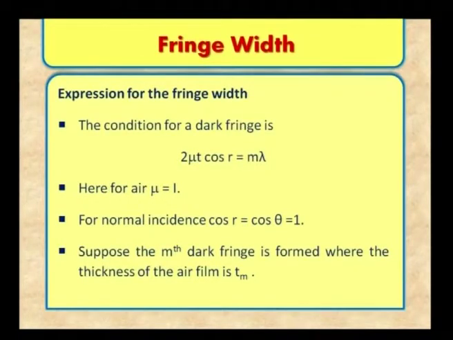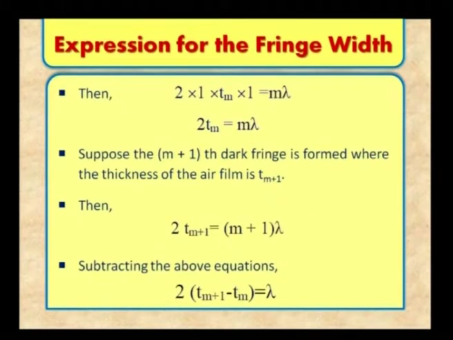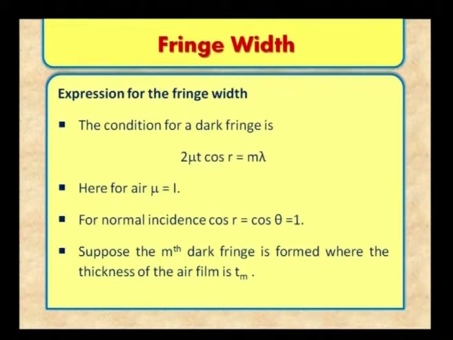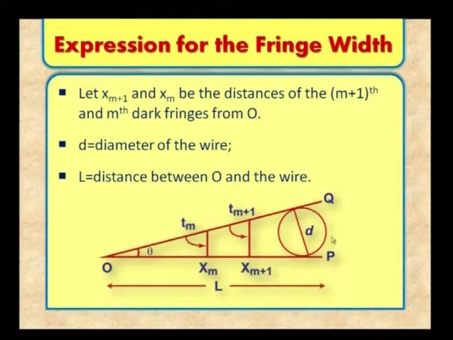Let us go back. So you have the formula here, 2 mu t cos r equals m lambda. Your cos theta or cos r is equal to 1. So the condition that you are getting is 2 mu t, mu is 1 again. For the mth dark band, the thickness will be Tm, so in the place of t, I will be putting Tm. Similarly, for the m plus 1th band, I will be putting t suffix m plus 1. They are the thicknesses of the air gaps, right? D is the thickness of the wire, and Tm and Tm plus 1 are the thicknesses of the air gap corresponding to the mth dark band and the m plus 1th dark band.